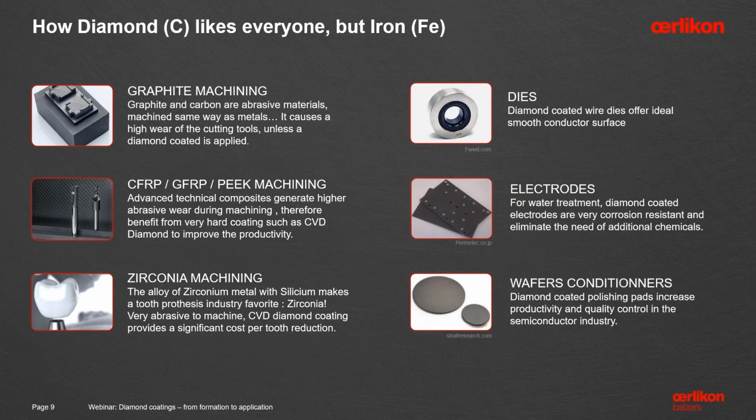Beside cutting tools, we also have applications of diamond coatings on components. For example, here briefly, dies for electrical wires use diamond coatings. We have also cases where, especially for water treatment, the electrodes will be coated with diamond coating. It's very corrosion resistant, and also chemically it's very neutral, so eliminate the need for additional chemicals.